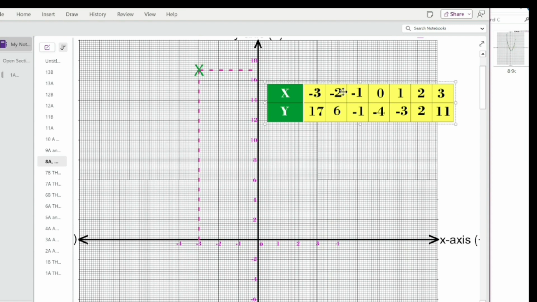This is it. And the second coordinates are when x is minus 2, y is plus 6. So we'll go, this is x. When x is minus 2, y is plus 6. This is positive y. So we'll take a minus 2 and plus 6. So our second point will be here.